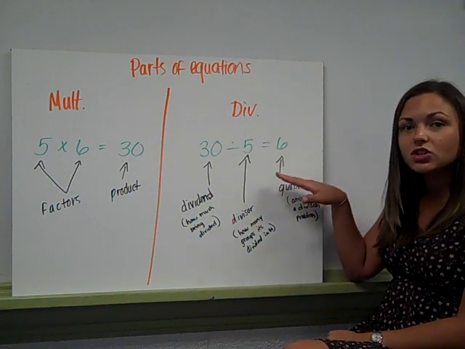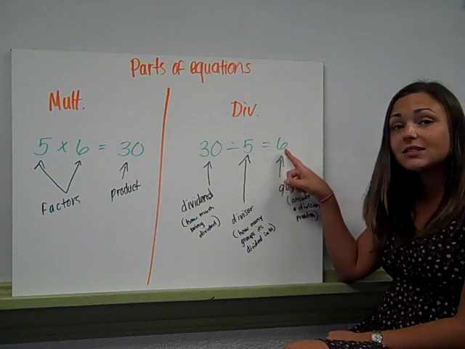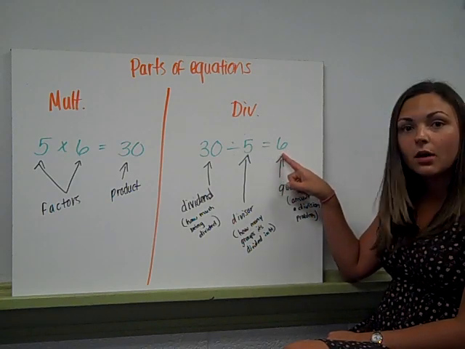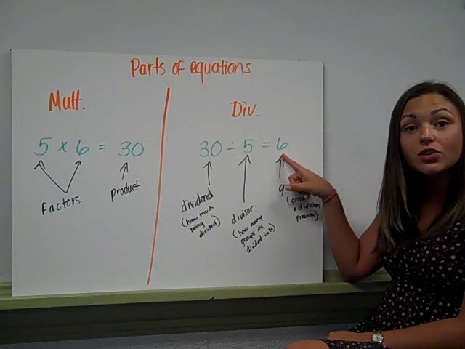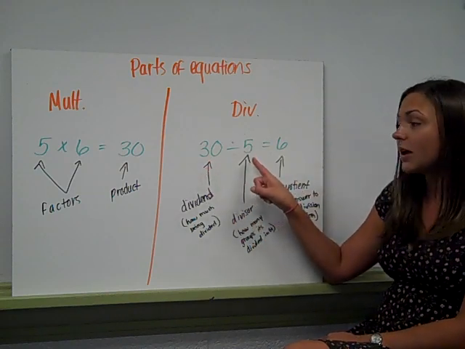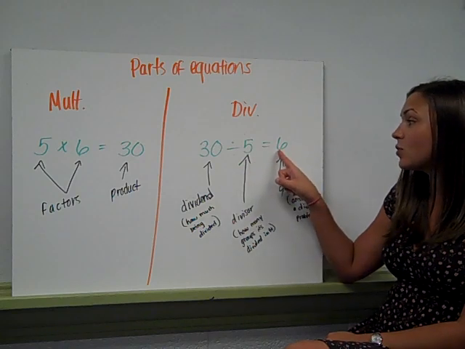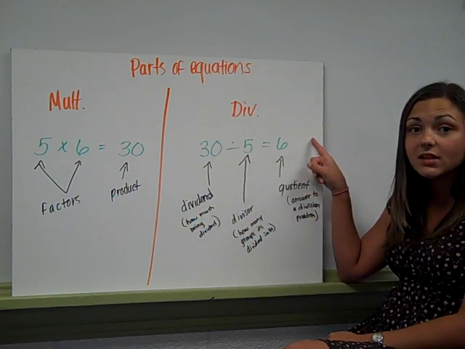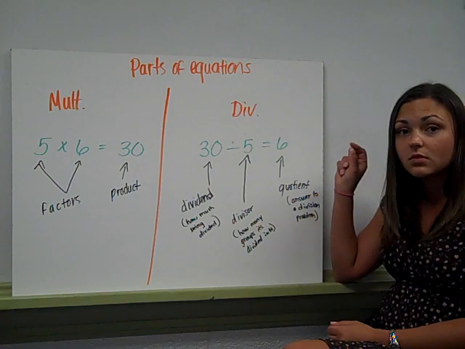Now, sometimes in division, you'll find that a quotient is not a simple, pretty one-digit number. It can be a 2-digit number. It can also have a remainder. If this was 31 divided by 5, then it would go into 6 equal groups, but I would have 1 left over all by itself that didn't fit into one of the groups.